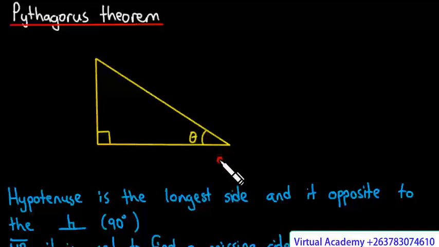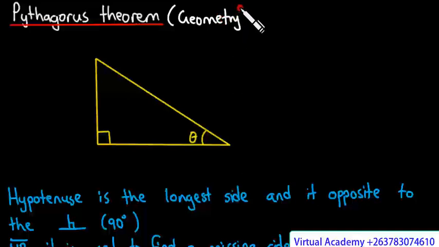Hi, welcome to this video tutorial, and today we shall be looking at what is called Pythagoras theorem. Pythagoras theorem is a topic that lies under geometry. Geometry basically considers shapes and the relationship between sides and shapes. Pythagoras theorem, named after Pythagoras, is a theorem which shows the relationship between sides in a right-angled triangle.